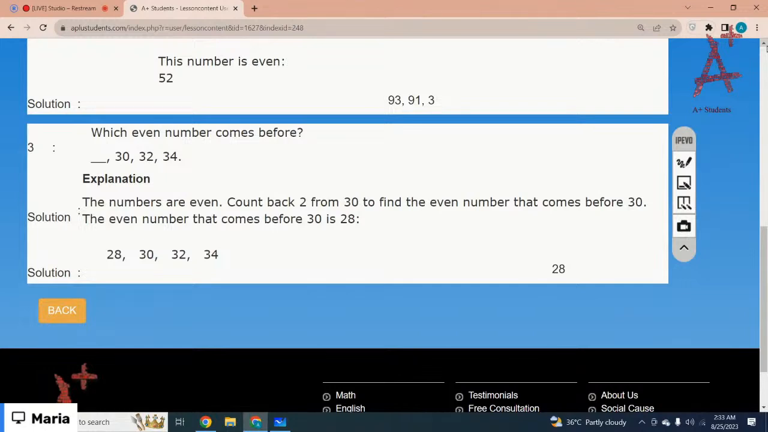Which even number comes before? Okay, the numbers are even. That means you have to count back 2, right? So before 30 you have to go back to, that would be 28. The correct option is 28.